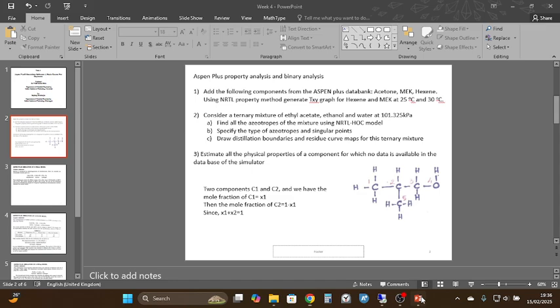So is there any doubt up till now, or we can go to the next problem?